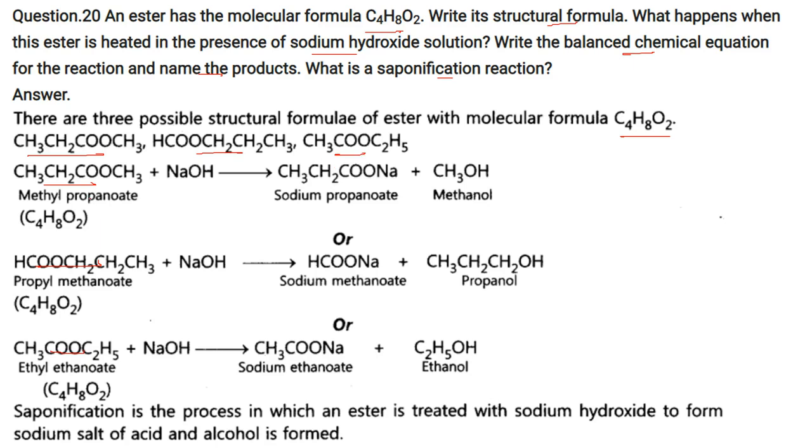Now methyl propanoate, when it reacts with sodium hydroxide, gives you sodium propanoate and methanol. Then propyl methanoate combines with NaOH to form sodium methanoate and propanol. When ethyl ethanoate reacts with sodium hydroxide, it gives you sodium ethanoate and ethanol. So saponification is the process in which the ester is treated with NaOH, that is sodium hydroxide, to form the sodium salt of the acid. Everywhere you see there is a sodium attached, and these are all alcohols.